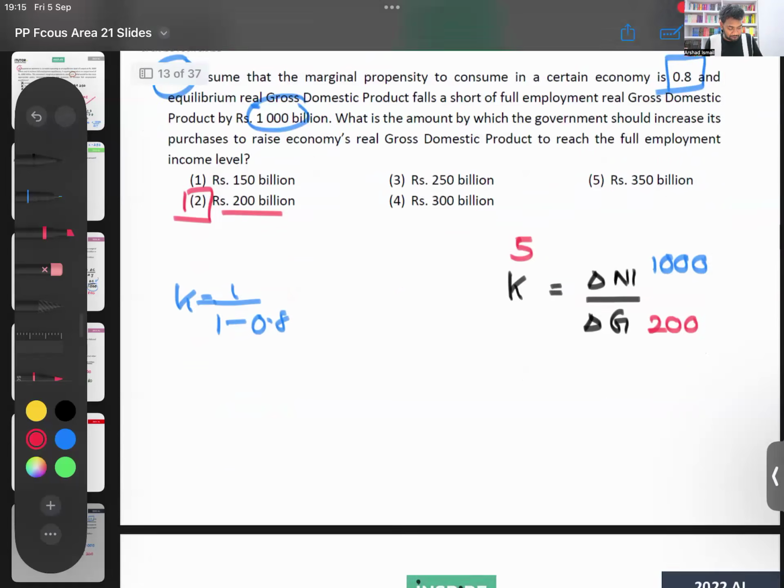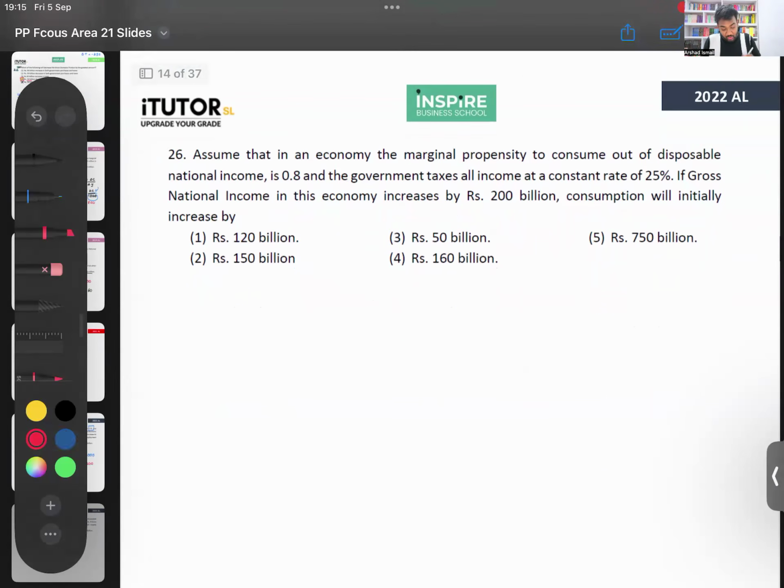Then the next one, 2022, question 26. They're saying, assume that in an economy, MPC out of disposable income is 0.8. Okay. Government taxes all income at a constant rate of 25%. There is a bit of a thing there. Okay. If gross national income increases by 200, consumption will increase by. So they are asking you, if income increases by 200, how much will consumption increase by? Earlier, we had a previous question. Income increased by 200, you multiply by the MPC, you can get this.